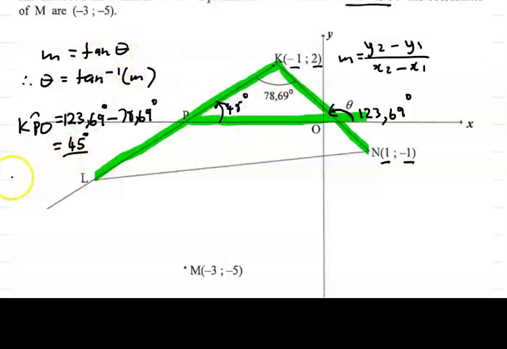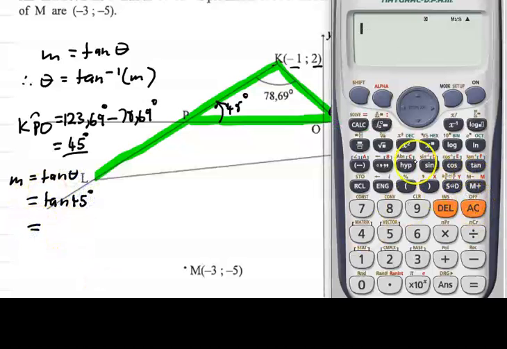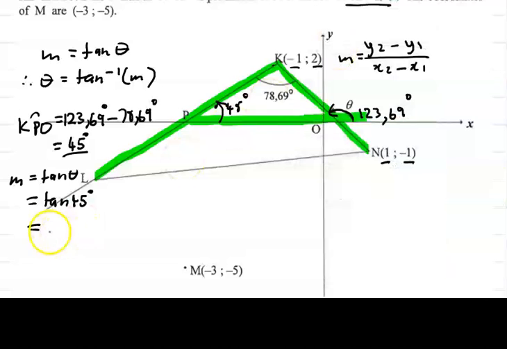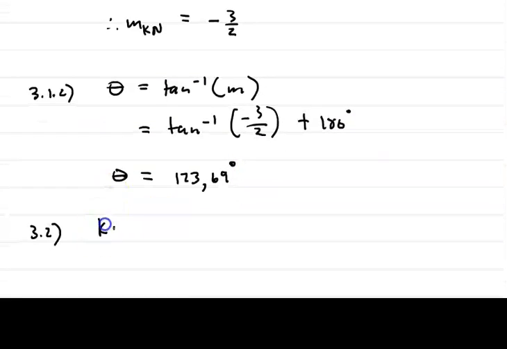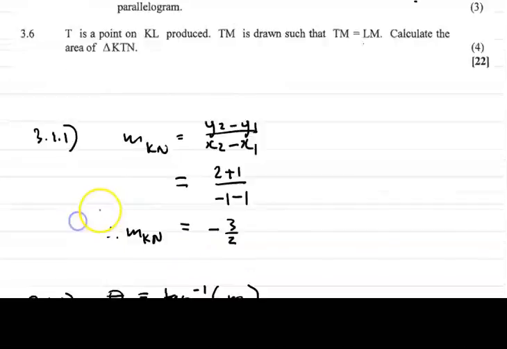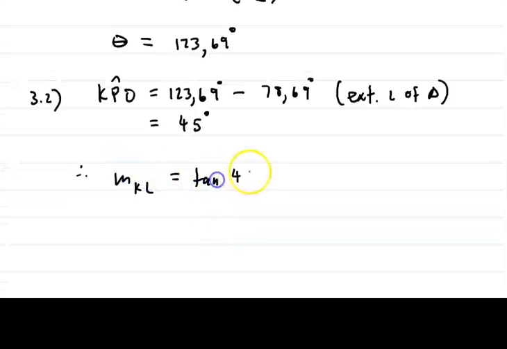So we can use that formula. M equals tan of theta, which is tan of 45 degrees, and tan of 45 is 1. But let's just put it in the calculator to show you. Tan of 45 is 1. So therefore the gradient is equal to 1. Okay, so let's go write our solution immediately. So 3.2, okay, and that should suffice.